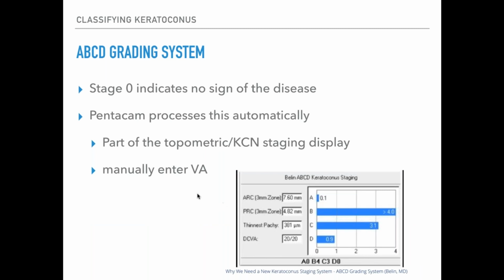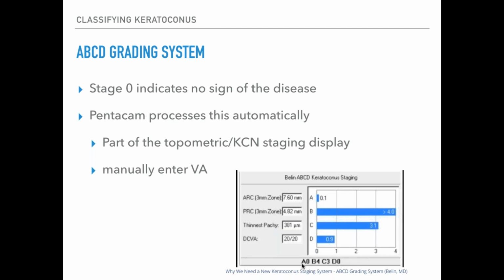You have to obviously manually enter their spectacle visual acuity for D, but everything else will be put in there for you. A is the anterior radius of curvature, like we talked about. B is the posterior radius of curvature. C is the thinnest point on the cornea, the thinnest pachymetry, and then D is the vision. And the readout looks like this down at the bottom here.